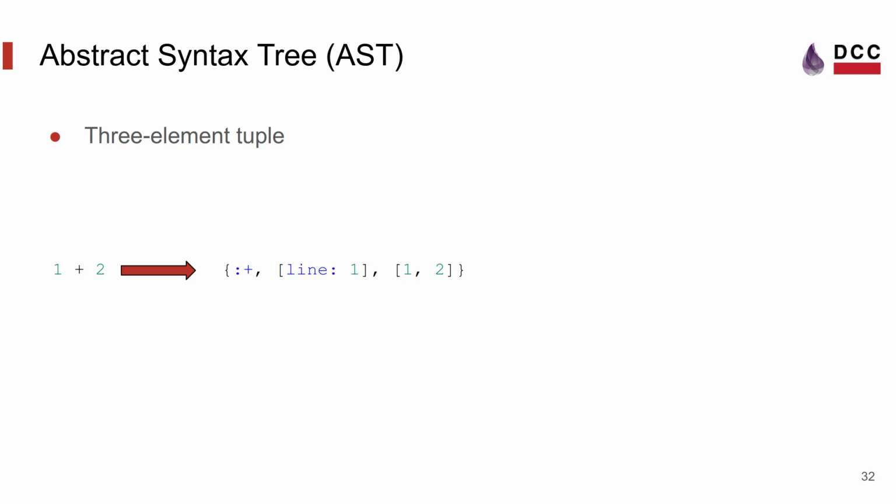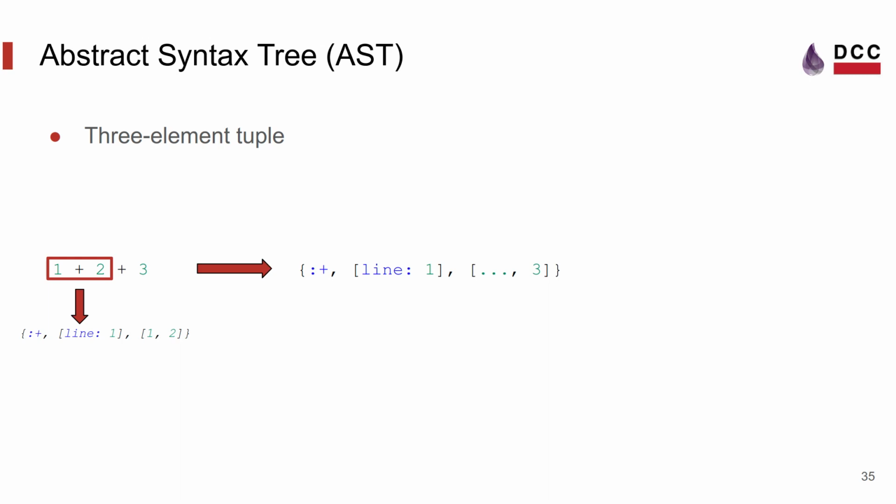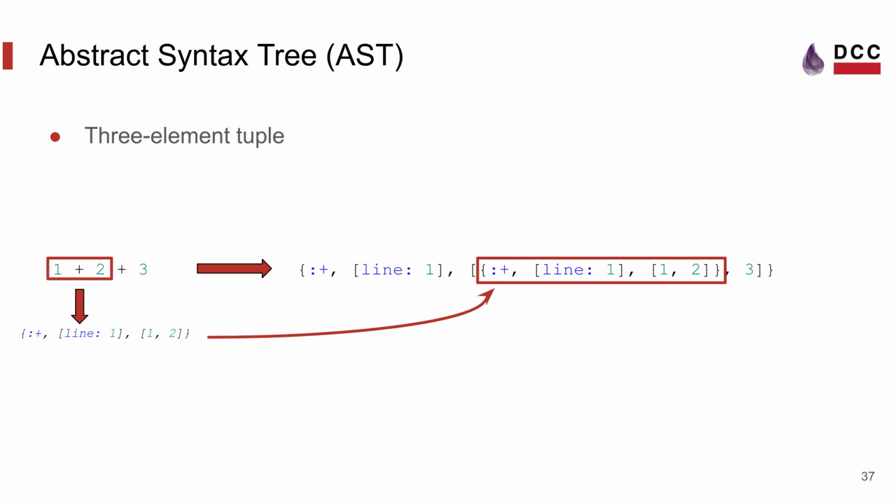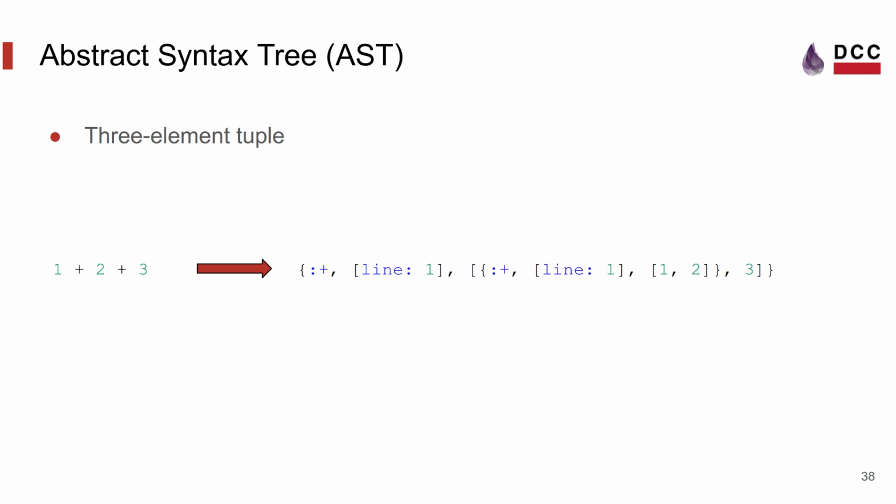This 3-element tuple can be used as a parameter to another one. For instance, to sum something with 3, we know that the structure would be something like this. Here, we're trying to sum 1 plus 2 with 3. We already know how to represent 1 plus 2. So, the first parameter here is exactly the AST of this expression. And that's how the code is glued together in the AST. A more complex code would have many layers in its parameters.